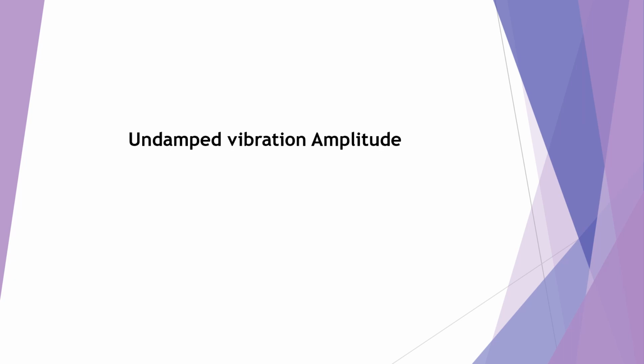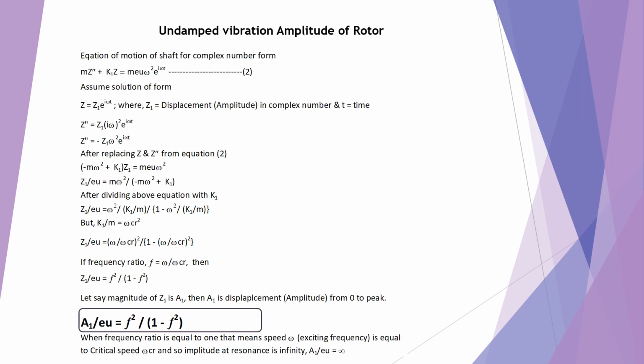Now undamped vibration amplitude. Equation of motion of the shaft for the complex number form, we can write m into z double differentiation plus k1 into z is equal to m into eu into omega square into e to the power i omega t.